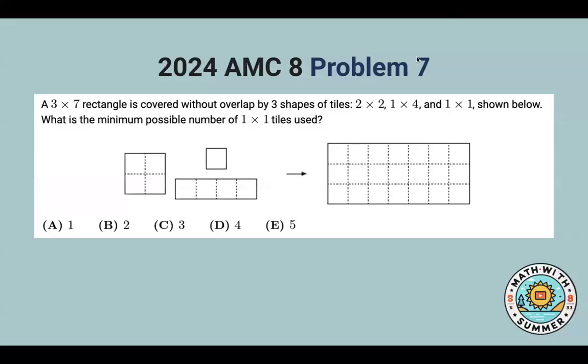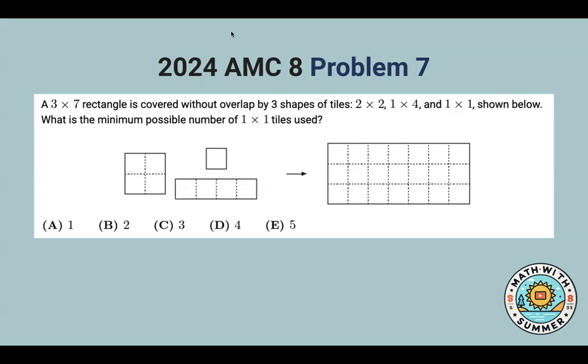Hi guys, we're looking at 2024 AMC 8 problem 7 with this diagram over here, and it's a sort of logic puzzle problem. So we start with a 3 by 7 rectangle, and it's covered, without overlap, by three shapes of tiles, a 2 by 2, a 1 by 4, and a 1 by 1 as shown below. What is the minimum possible number of 1 by 1 tiles used?